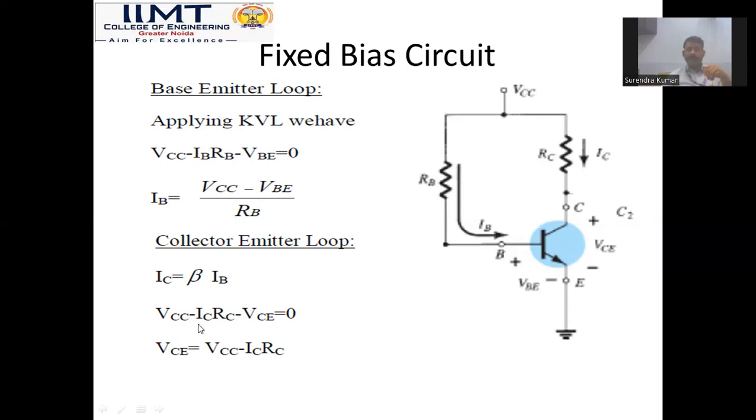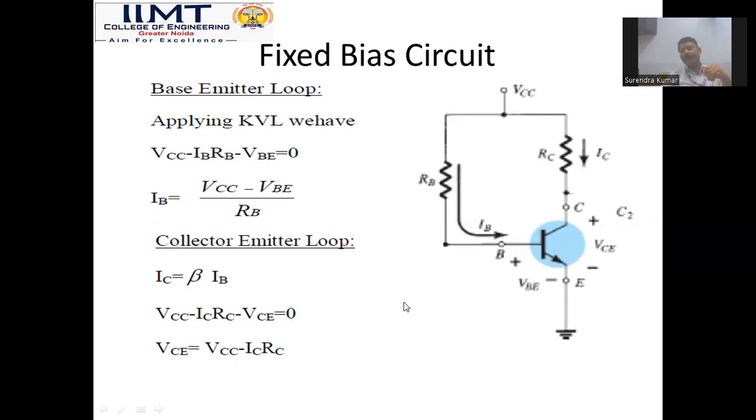We have VCC minus ICRC minus VC equal to 0. This is a simple KVL equation we have applied in the outer section. Here VC is equal to VCC minus ICRC. And now, if we have IB, the base current, with the help of this base current we can find out IC, which is equal to beta IB.